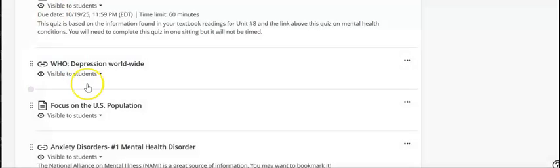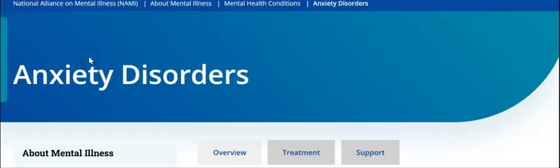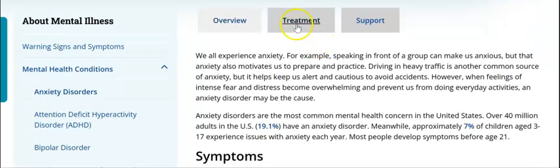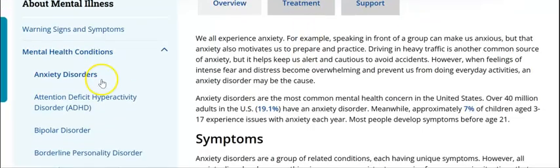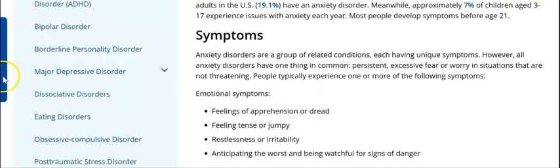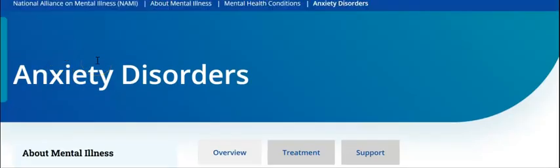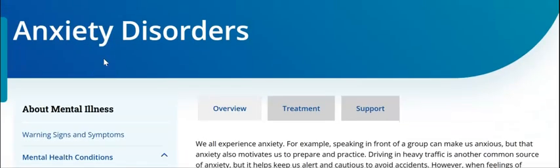But we're now looking at the impact of COVID-19 on mental health disorders and substance use disorders. So we're going to focus now again on U.S. data. So anxiety disorders, this is some good information from NAMI, and you can look from the overview of anxiety to treatment, support, and learning more here in this left-hand column. So take a moment to really review about mental illness and focus on the anxiety disorders in this web link.